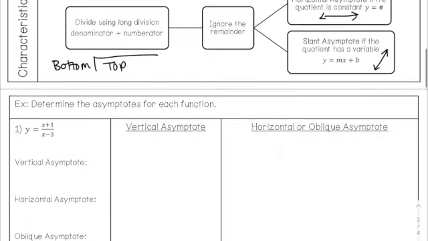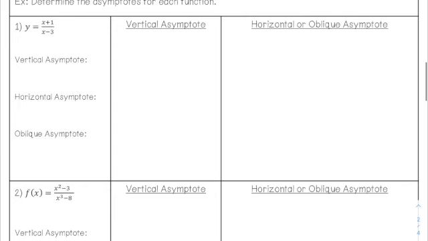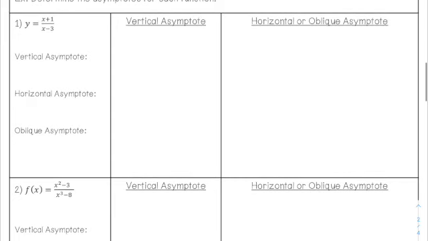So let's look at some examples of that. On example 1, it says determine the asymptotes for each function. So we have y equals x plus 1 over x plus 3. To find your vertical asymptotes, this is when you set your denominator equal to 0 and solve.